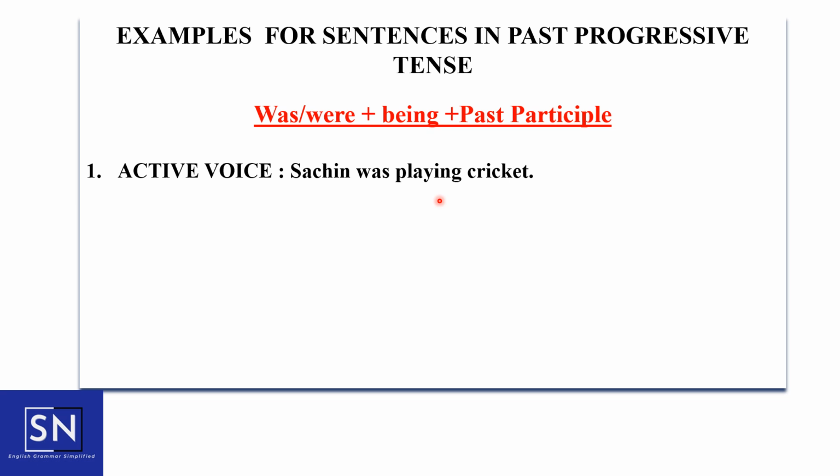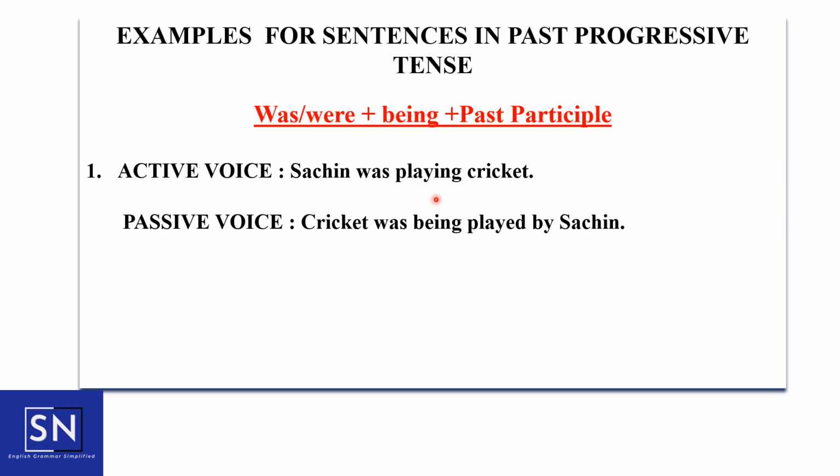Sachin was playing cricket. So playing is in continuous tense, isn't it? So now Sachin, subject; was playing, verb; cricket, object. So now cricket will come to subject place, Sachin will go to object place. Was playing: so was, being, what is the past participle form of play? Played. So your answer is: cricket was being played by Sachin.